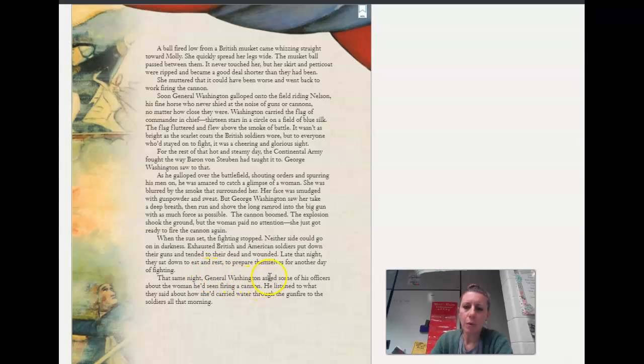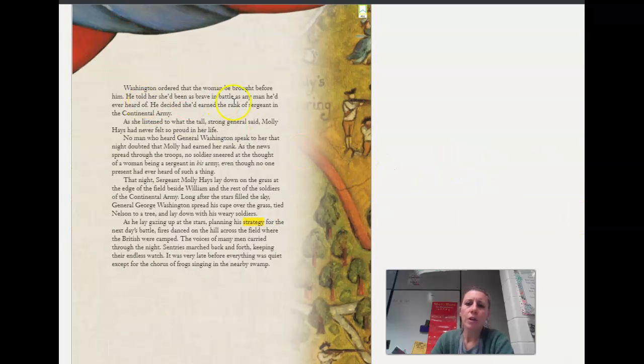That same night, General Washington asked some of his officers about the woman he'd seen firing a cannon. He had listened to what they said about how she'd carried water through the gunfire to the soldiers all that morning. Washington ordered that the woman be brought before him. He told her she'd been as brave in battle as any man he'd ever heard of. He decided she'd earned the rank of sergeant in the Continental Army.